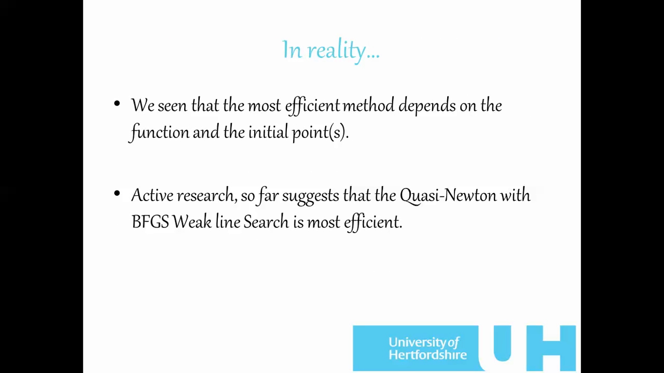In reality, with active research on this problem still going on today, the most efficient method that they have seen is the BFGS, the Quasi-Newton BFGS with weak line search, and it is the most efficient method so far that they believe.